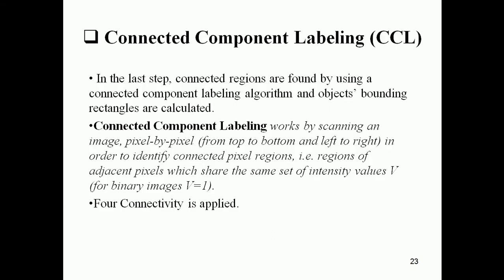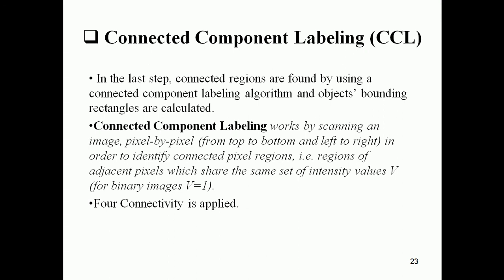Connected component labeling. It is the last step of our project. In this, connected component regions are found by using a connected component labeling algorithm, and the objects' bounding rectangles are calculated. Connected component labeling works by scanning an image pixel by pixel from top to bottom and left to right in order to identify connected pixel regions, that is, regions of adjacent pixels which share the same set of intensity values V, equal to 1 for binary images. In this, 4-connectivity is applied.